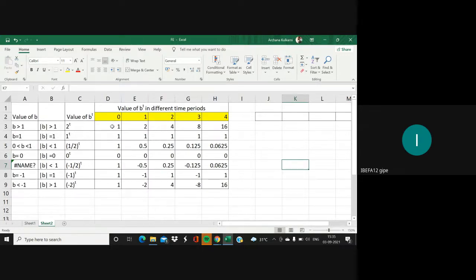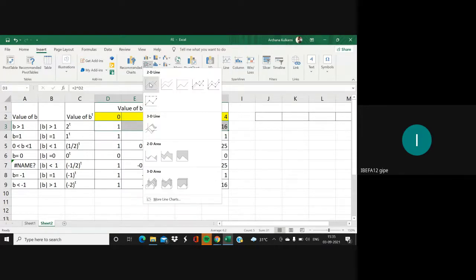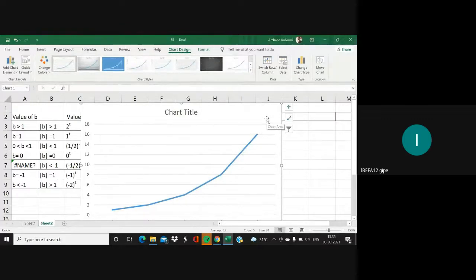So 2 raised to the power 0 is 1, 2 raised to the power 1 is 2, and so on. That's how I've arrived at these values. We are taking b equal to 2 and then seeing what is the value of b^t in these different time periods. Now if I plot this, since the absolute value of b is greater than 1, you'll see the graph moving upwards. Since we are looking at time as a discrete variable, this should actually be in the form of steps. At time t equal to 0, it's equal to 1. Then at time t equal to 1, it will assume the value of 2. So imagine it as a step function, and not as this smooth curve that you're seeing.